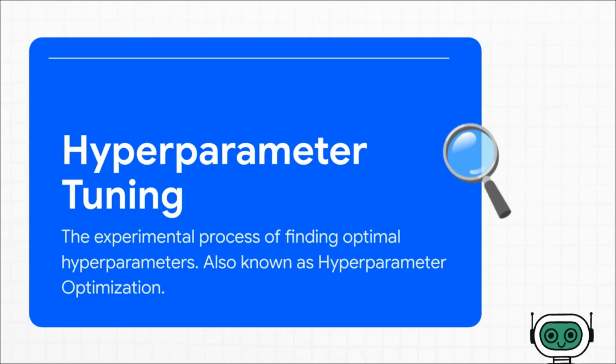And that brings us to the formal definition. Hyperparameter tuning is really just an experimental process. It's all about finding the best combination of these external dials. And the goal is very specific. We want to maximize the model's performance on new, unseen data. It's less about finding a perfect formula and much more about disciplined experimentation.